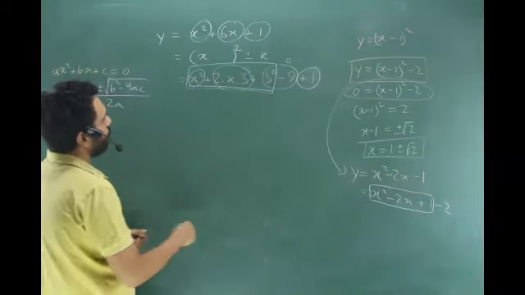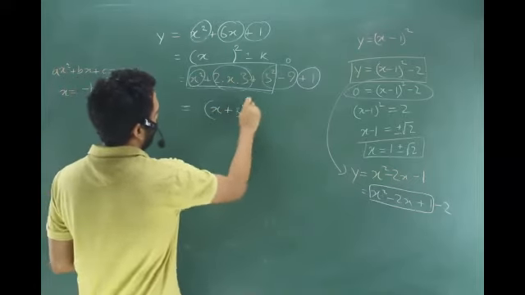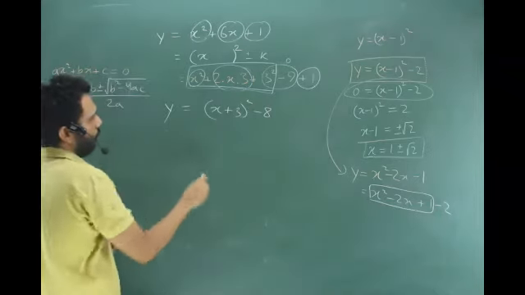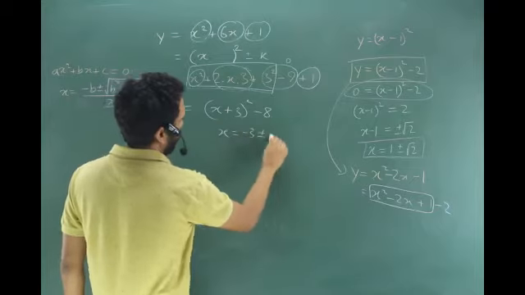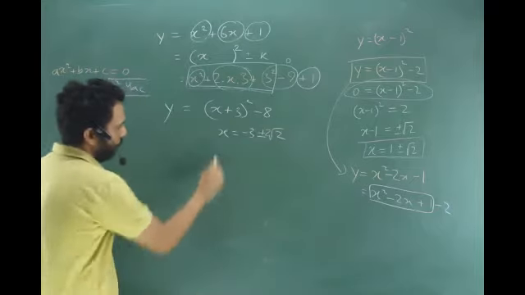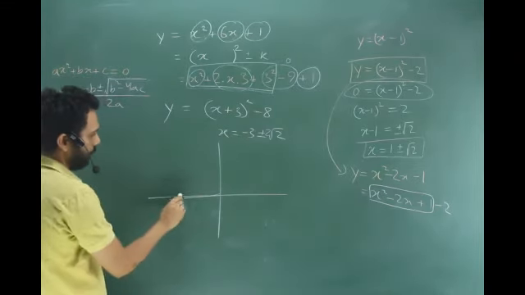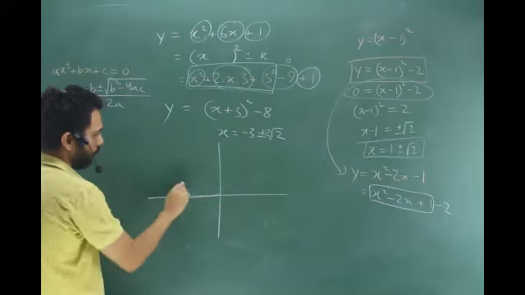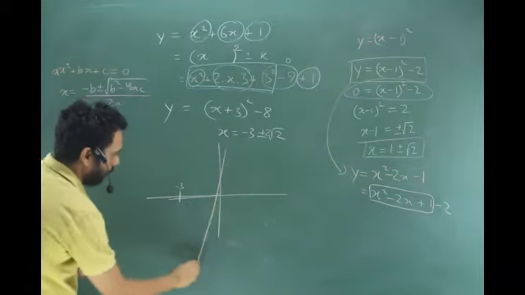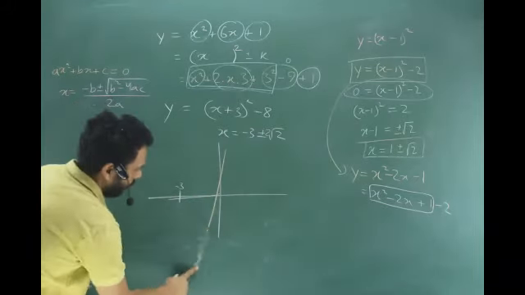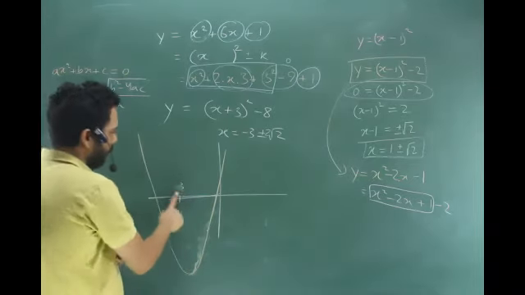Okay, so we got what? We got x plus 3 whole square minus 8. On solving, we got x is equal to minus 3 plus minus 2 root 2. Then we carefully first saw that it has shifted 3 back and the graph has gone 8 down. I'm not making the whole of it, okay? 8 down is way down.